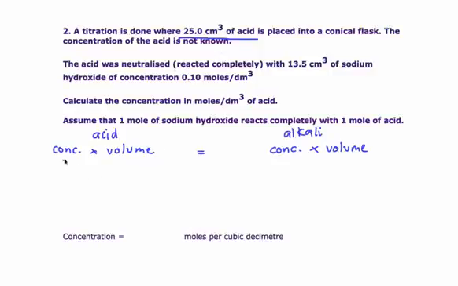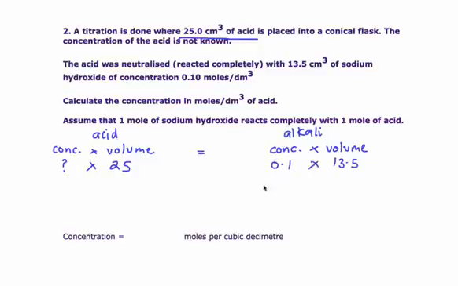So here's our acid. We have an unknown concentration but a volume of 25. And for our alkali, the acid was neutralized or reacted completely with 13.5 centimeters cubed of sodium hydroxide, which is our alkali. So we have 13.5 centimeters cubed over here, and the concentration is 0.1 moles per decimeter cubed.